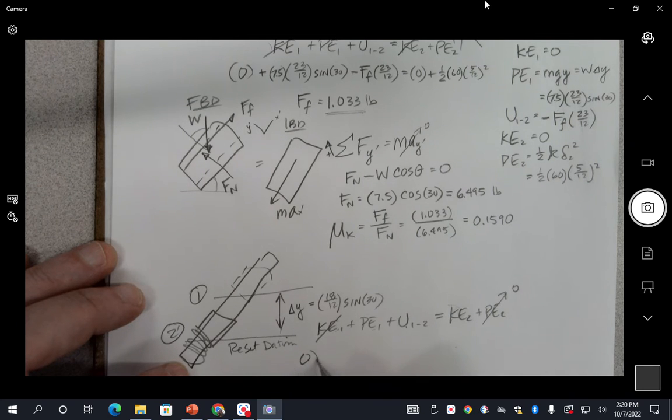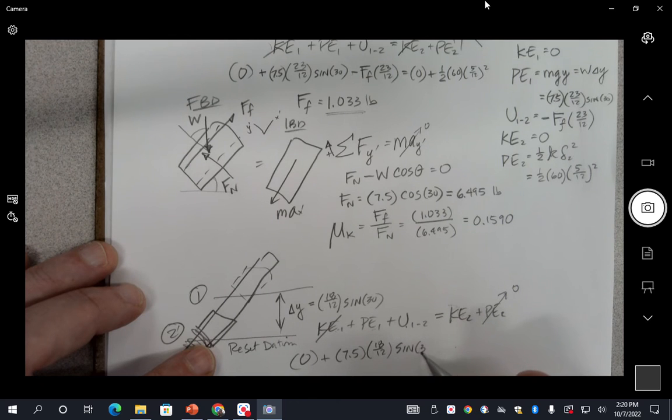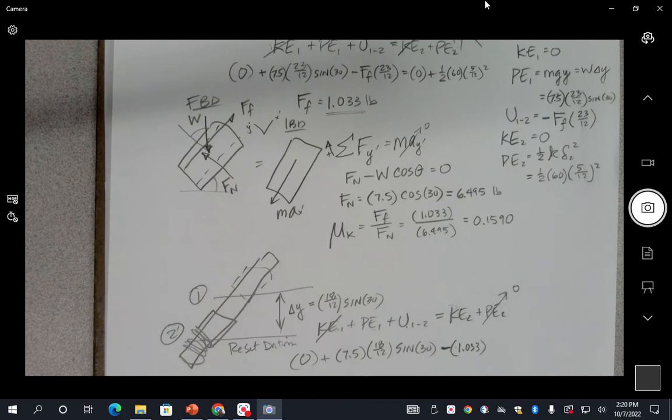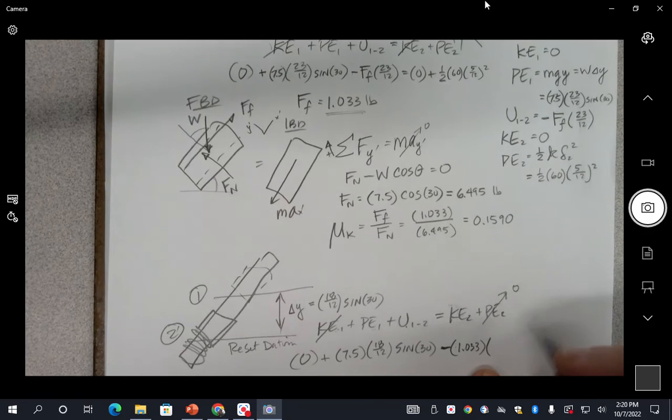So we're going to say 0 plus the weight times the height change, that delta y, 18 over 12 sine of 30, minus the friction force, which we know is 1.033. And we know it's got to be the same in the beginning as the end. There's no reason for it to change. The normal force hasn't changed, so the friction force has to stay the same. The distance is going to be 18 over 12. That's the distance traveled just before it hits the spring.